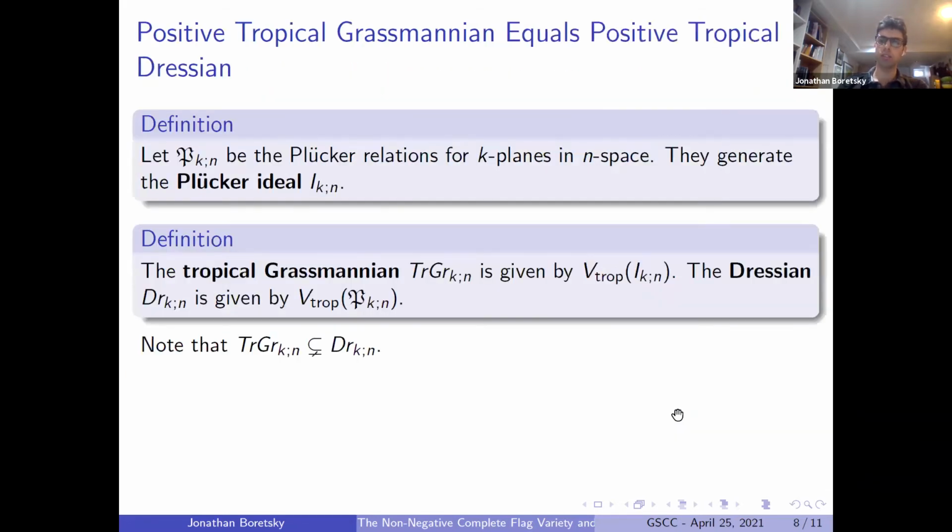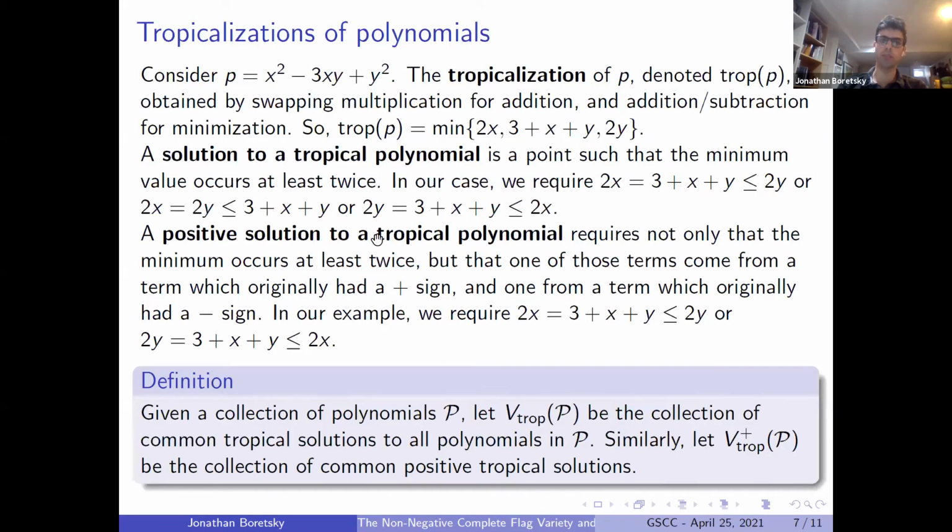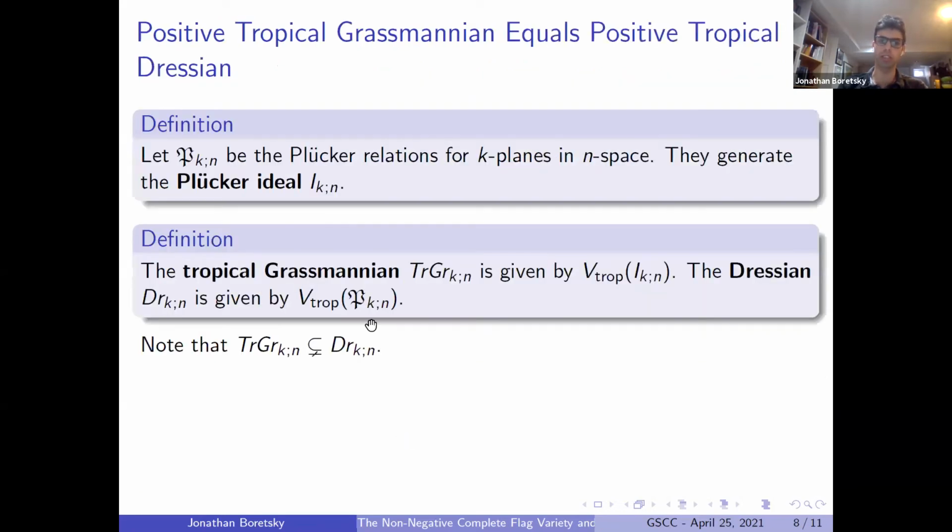Okay, and so now I want to tell you about something a little bit simpler than the flag variety, but this was sort of motivation for what I was working on. Oh, I should have mentioned also that this idea of positive tropical varieties comes from work of Speyer and Williams, probably worth knowing because I'm about to cite one of their results.